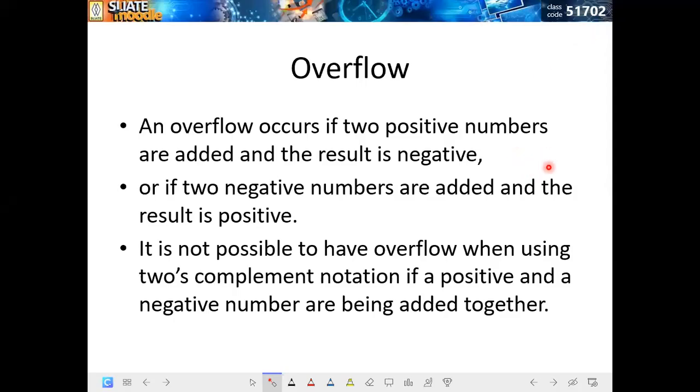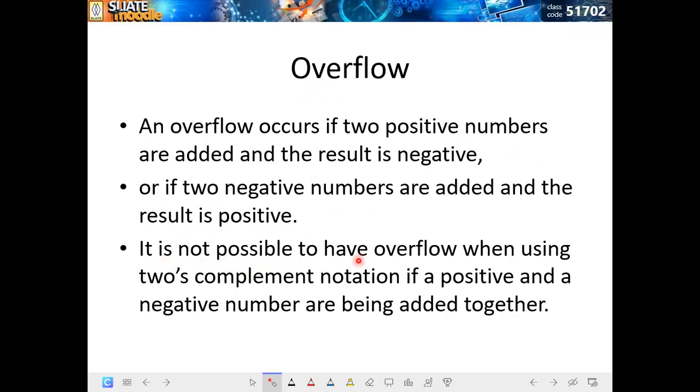From the leftmost bit you can identify whether the answer is positive or negative. If you get 1 as the leftmost bit, that's a minus number. If you get 0 as the leftmost bit, that means a positive number. Right, this overflow happens when you add two positive numbers and you get a negative answer, or if two negative numbers are added and the result is positive. Oh, that cannot happen, right? You are going to add two negative numbers, but the result is positive.